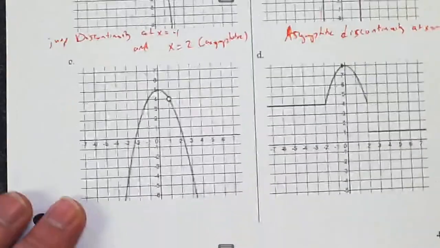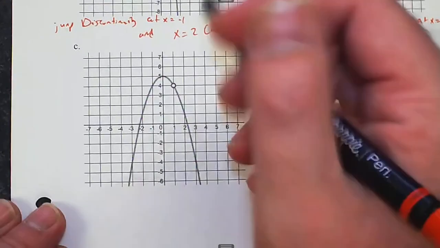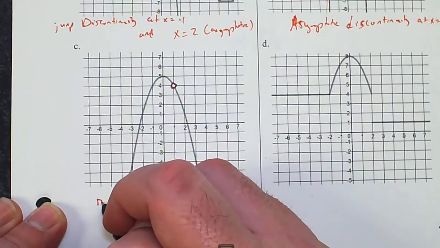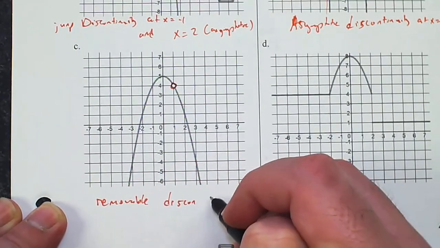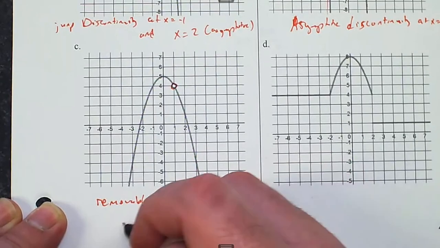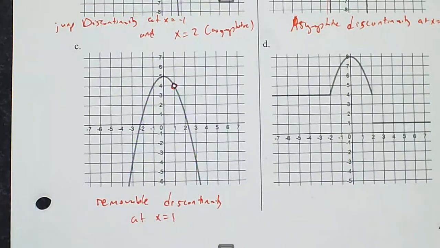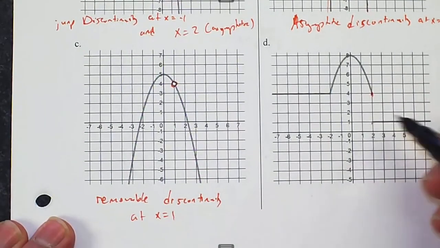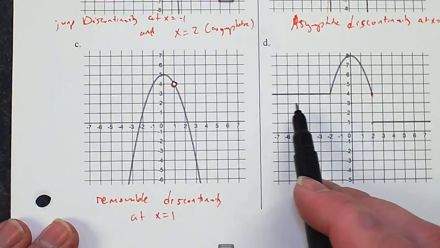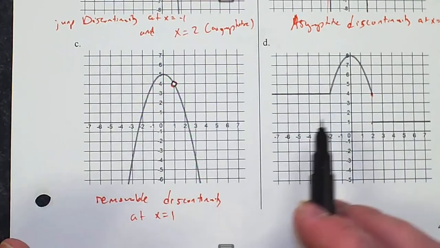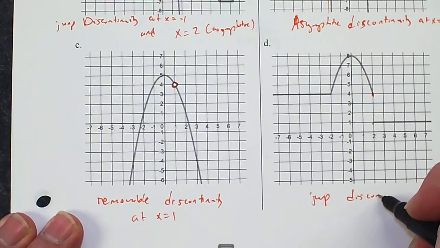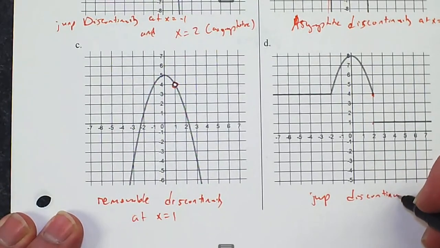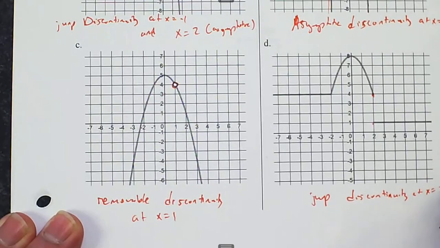All right. A hole. That is a removable discontinuity at x equals 1. Letter D, we have a jump discontinuity. Yeah, at x equals 2, it looks weird. It's kind of a weird moment here, but it's not a removable one. Jump discontinuity at x equals 2.